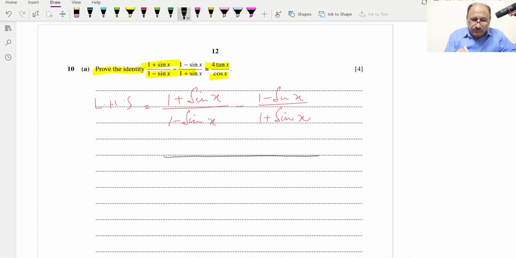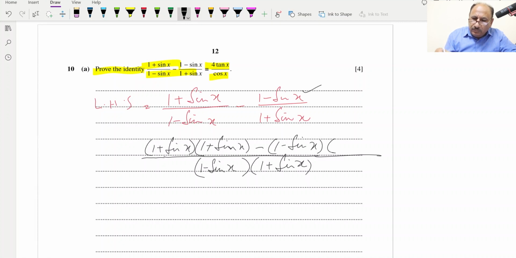The LCM will be (1 minus sine x) into (1 plus sine x), and now we can write over here 1 plus sine x multiplied by this denominator, which is also 1 plus sine x, and minus this one, 1 minus sine x multiplied by this denominator, which is also 1 minus sine x. So this will be equal to what?